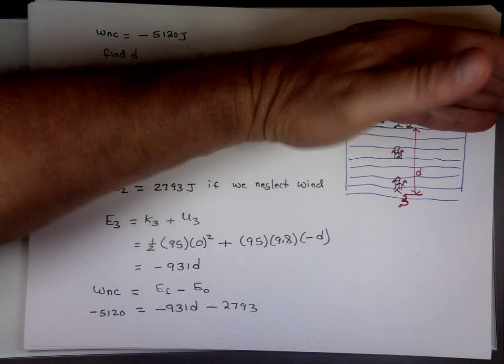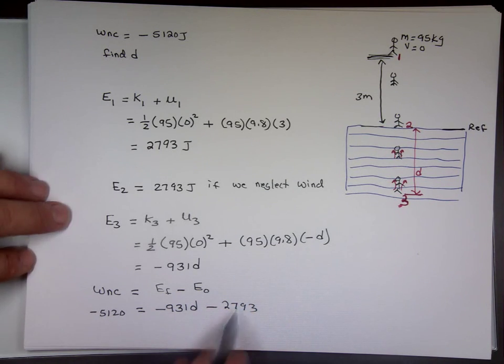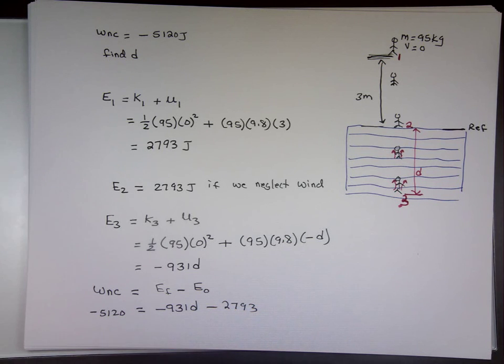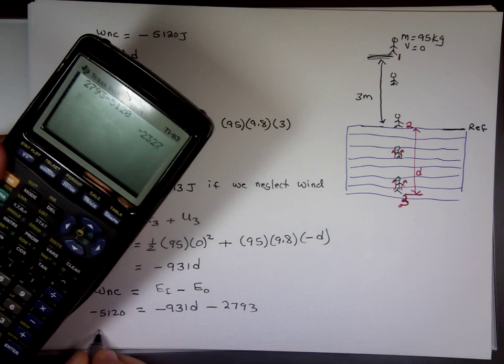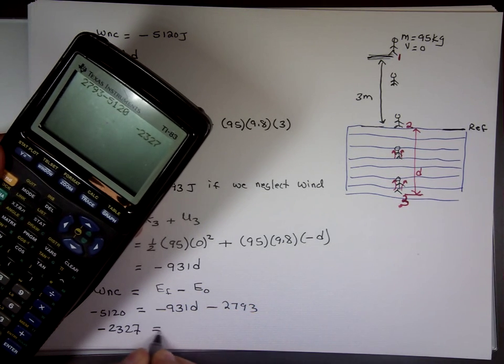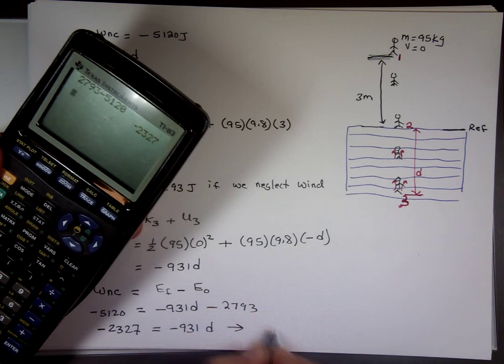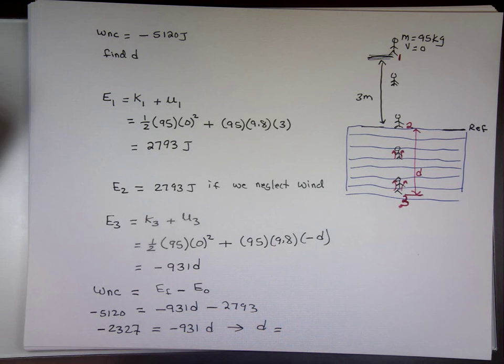So let's do the math now. Bring this number to this side, it becomes a plus. 2793 minus 5120, negative 2327, negative 931d. Can we get what d is? 2.5 meters.